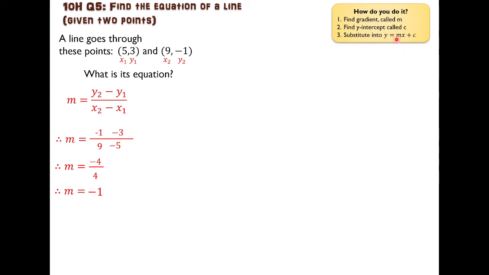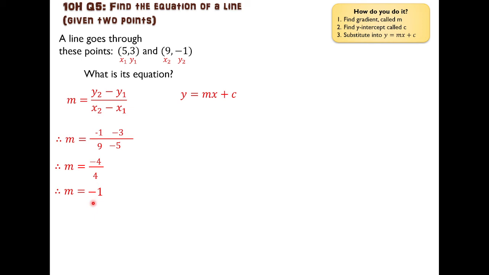Now I've got one of my 2 things, my 2 mystery numbers that I need to get the equation of a line. The next one is to find the y-intercept, called c. Unfortunately, we're not told the y-intercept in this question. We have to figure it out. If you have some information, like the gradient, and you want to figure out the other information, like the y-intercept, c, then write down your y equals mx plus c formula and substitute in what you know so far.